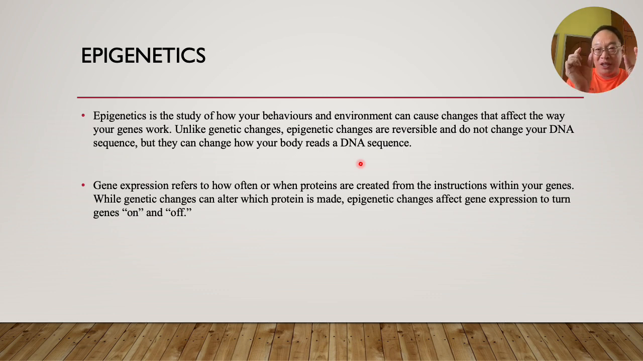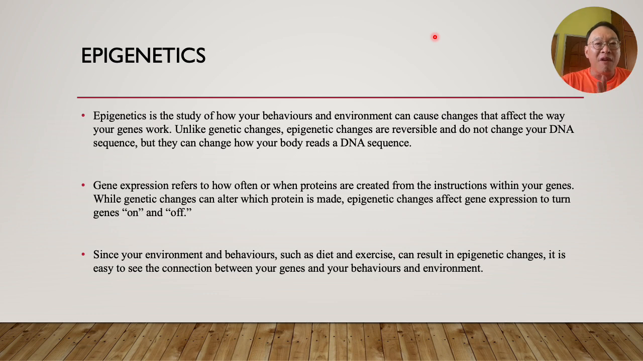I mean, your gene has all the hardware, all the coding, what to do, how to live, how to make enzymes, how to burn fat, how to detox, right? It's all in your genes, right? But then you need proteins. The gene needs to make proteins to actually function, to actually carry out the work in the body, in each organ, in each cell, right? While genetic changes can alter which protein is made, epigenetic changes affect gene expression to turn certain genes on or turn certain genes off. Okay, so hopefully, if you have a good lifestyle, you turn off the bad genes and turn on the good genes.